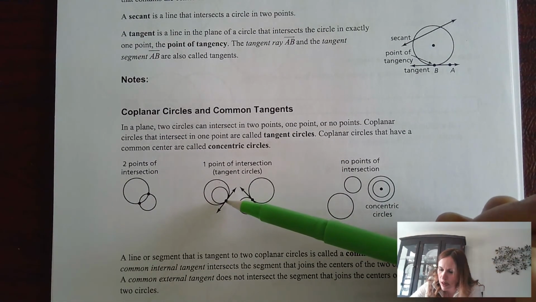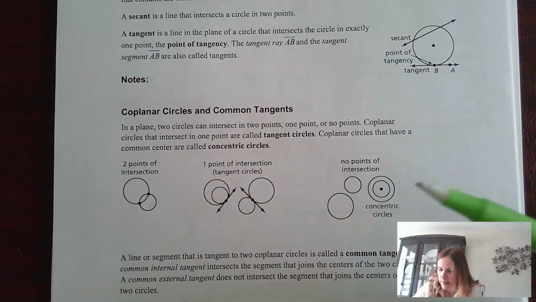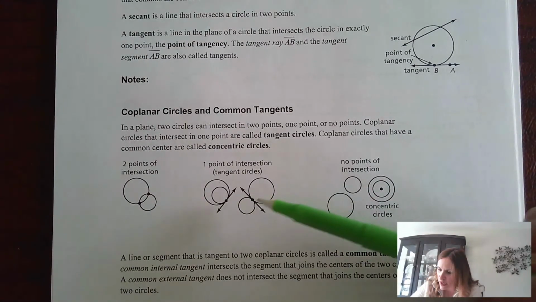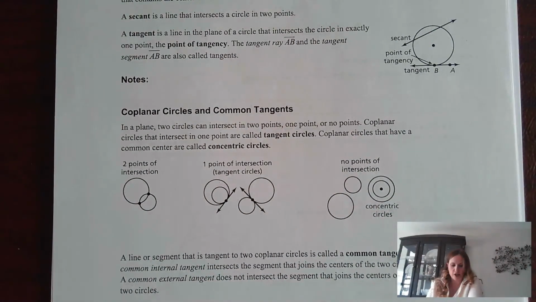Look how they're drawn. I didn't show you an example of that, but they're not concentric because the centers aren't the same, but this is a line of tangent. And so you could touch there and touch there. Concentric circles generally have no points of intersection.